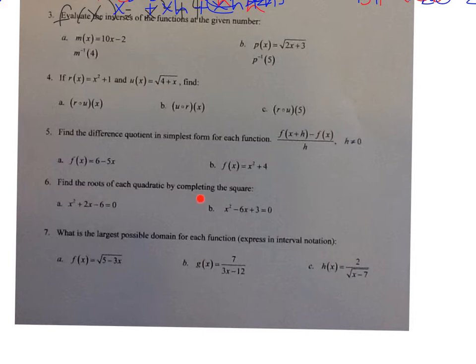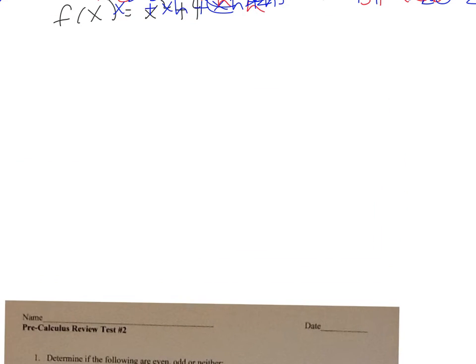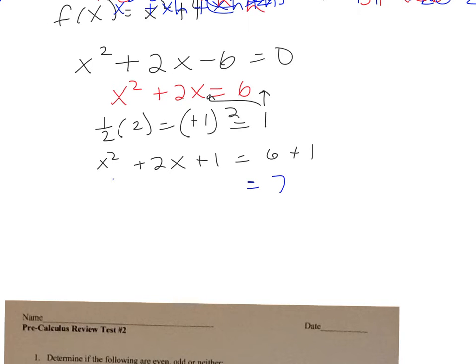Okay, so 6 says to solve each by completing the square. All right, so let me write down the first one. Letter 6a is x squared plus 2x minus 6 is equal to 0. All right, so remember, you always have to make sure you have a 1 in front, and I do. Now I'm going to add 6 to both sides. So I get x squared plus 2x is equal to 6. And then I'm going to do half of 2, half of b, which is positive 1. Square it, which is 1. Add it to both sides. So I get x squared plus 2x plus 1 is equal to 6 plus 1, and 6 plus 1 is 7.